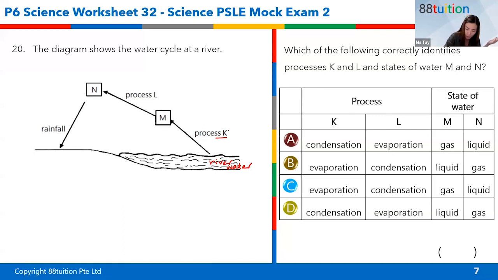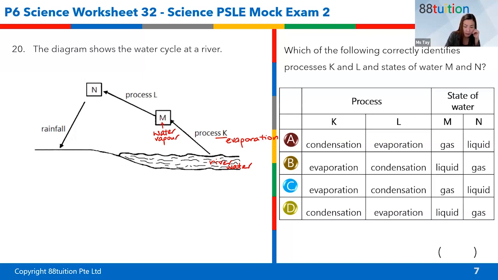Yeah, evaporation, evaporation, evaporation. Good job. So after evaporation, what do you have at M? What is M here? Okay, good, very fast, huh? Thank you, people. So this is water vapor, because river water undergoes evaporation to form water vapor.